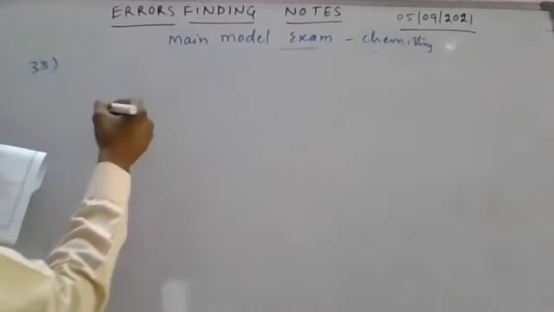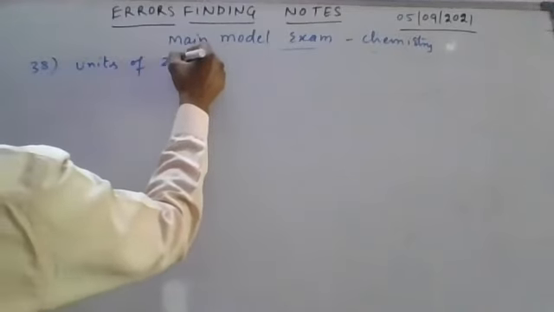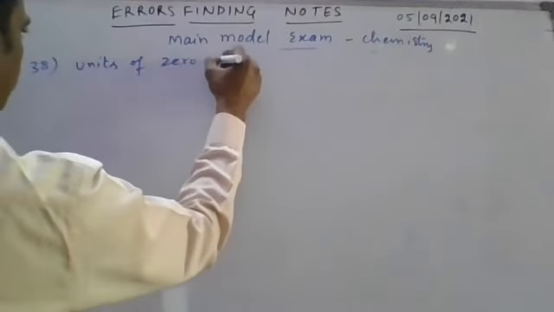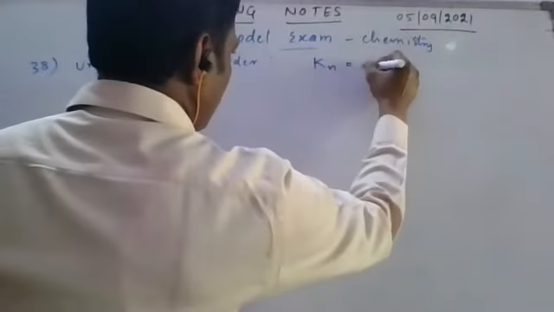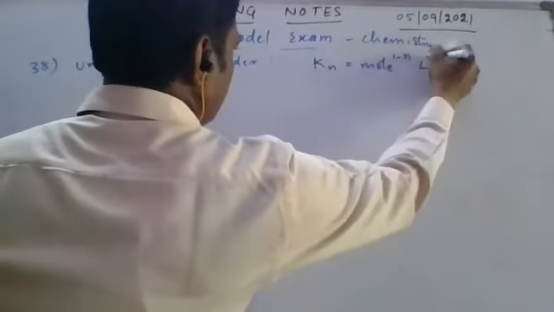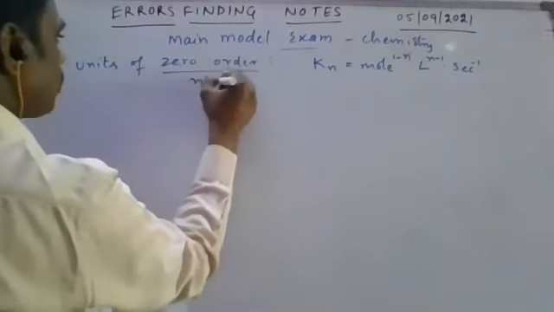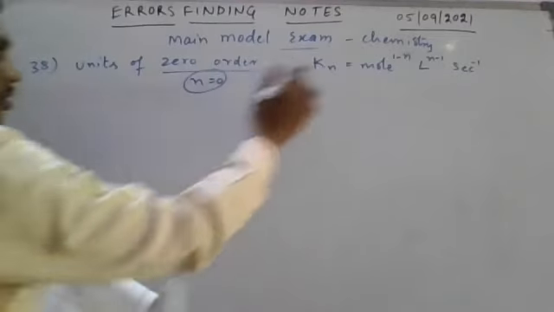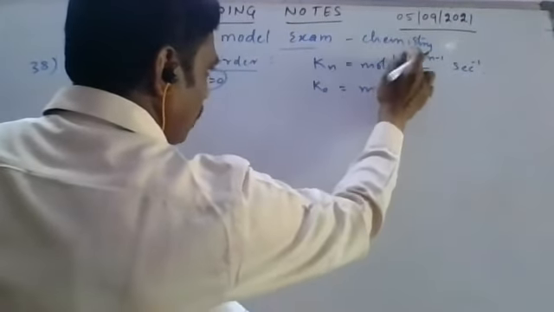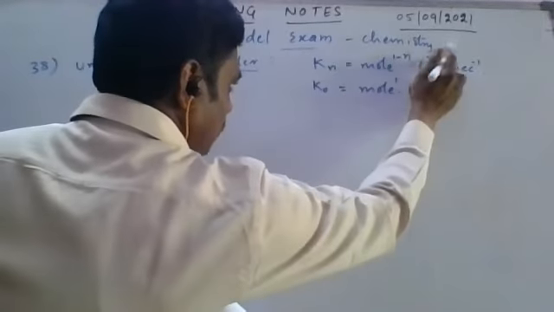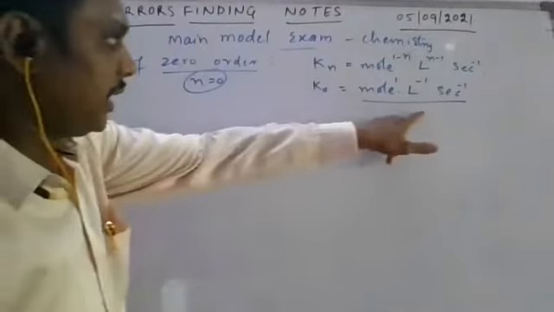Question number 38. Units of a zero order reaction. The general Kn units expression is moles to the power 1 minus n, liters to the power n minus 1, second inverse. Zero order means n is equal to 0. If you substitute n is equal to 0 in this formula, K naught units are moles to the power 1 minus 0, 1, liters to the power 0 minus 1, minus 1, second inverse. So the units are moles per liter per second.